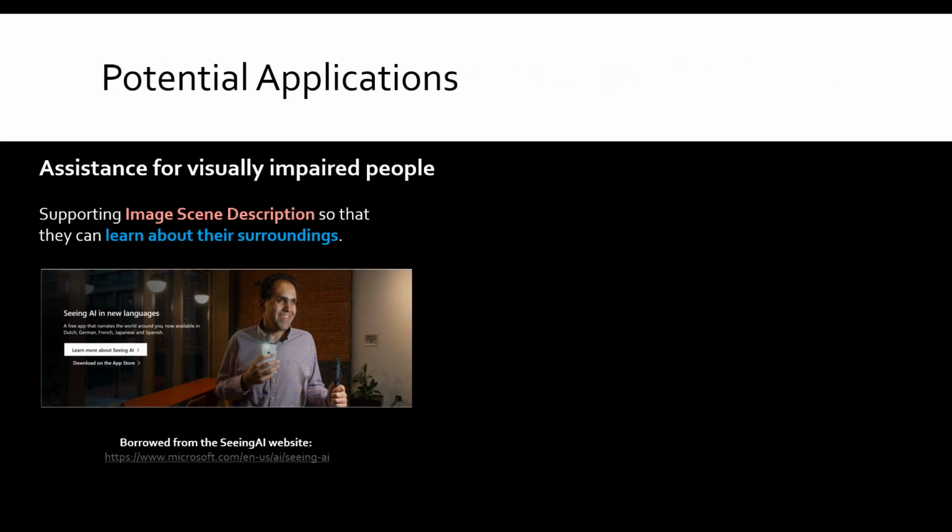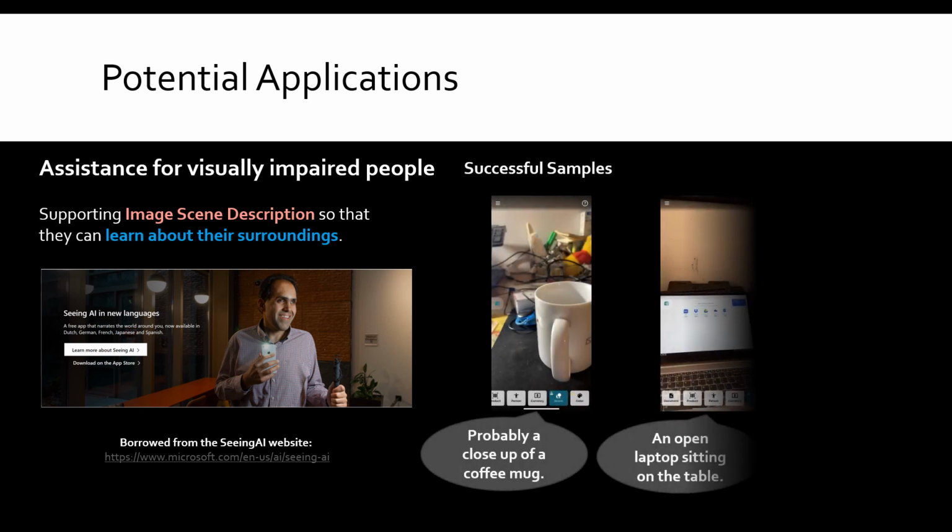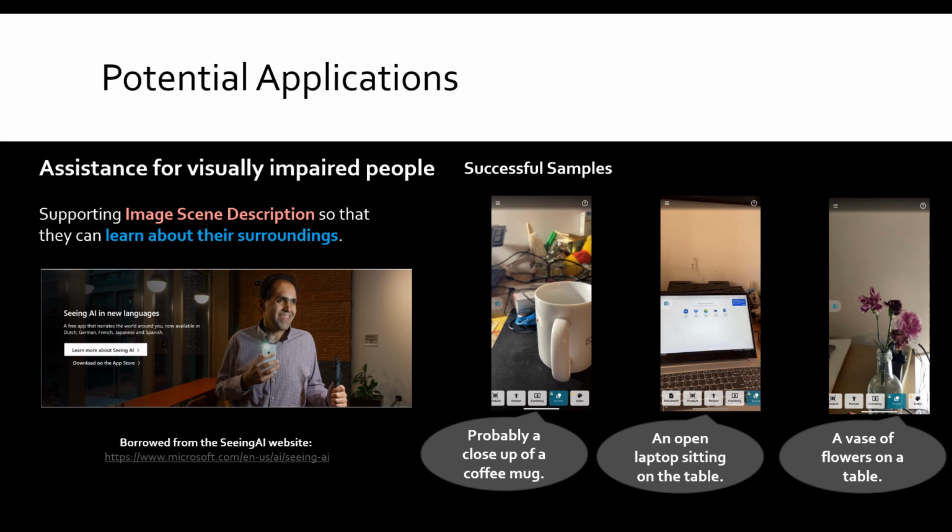These scene description techniques are useful in practical scenarios. For example, Microsoft has developed an app named Seeing AI for visually impaired people to learn about their surroundings. Here are some amazing examples where the app is able to give accurate descriptions of an indoor scene.